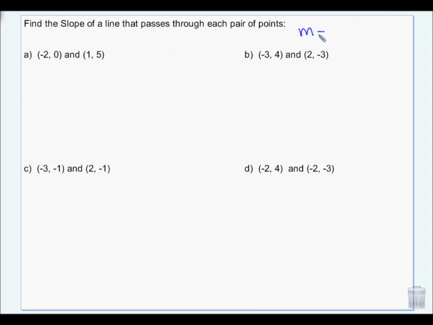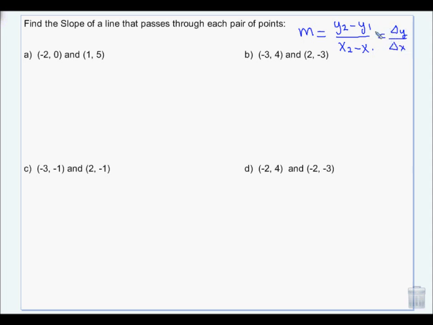Okay, first of all, M is the symbol for slope. I know you would think it should be S because slope starts with S, but it's not S, it's M. And it's the same formula: y2 minus y1 over x2 minus x1, or people say change in y over change in x, and that's what this little triangle means.